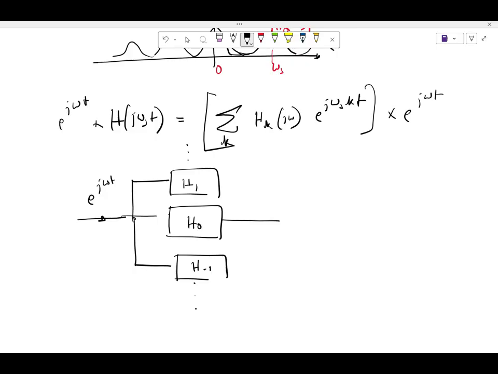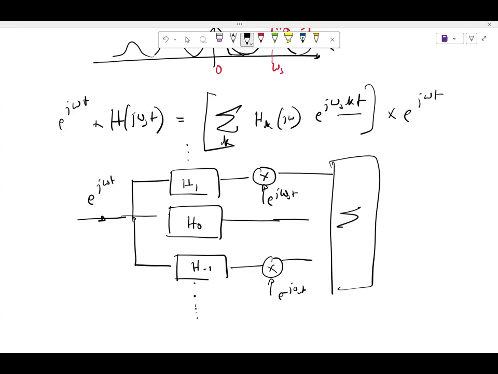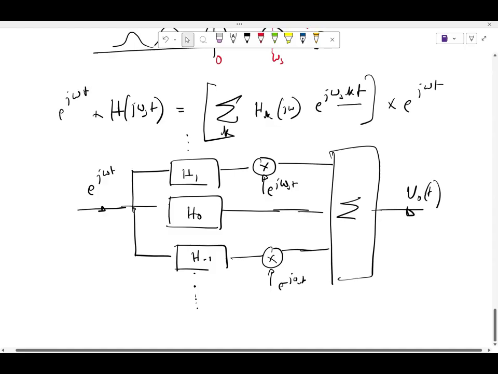No, H0, what is the subscript for H0? K equal to 0, right? So H0 goes as is. H1 gets multiplied by e power j omega s t. H -1 gets multiplied by e power minus j omega s t, and so on. Each of them, the nth one gets multiplied with e to the power n omega s t, right? So, and you then sum them up and you get V0, right? So all we were doing so far was trying to find out H0, H -1, H1.